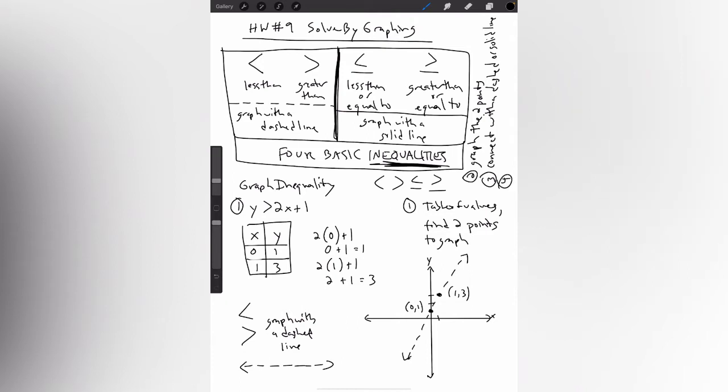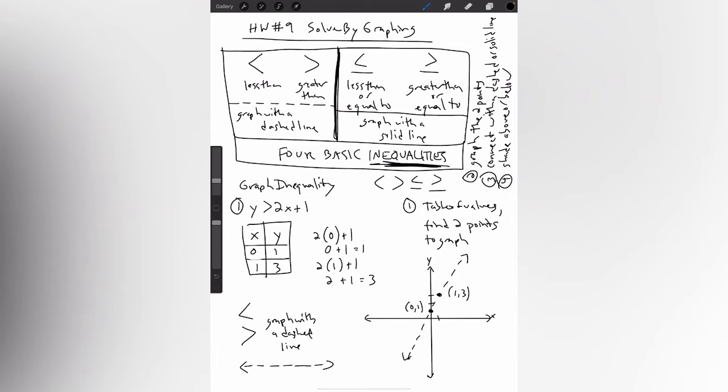And my fourth step, I'm going to shade above or below. Like I said, I know I'm writing sideways there and you might have to look that way. I'll go ahead and rewrite these for the next problem too, so you don't have to worry about that. But in this case, it's saying y is greater than 2x plus 1.